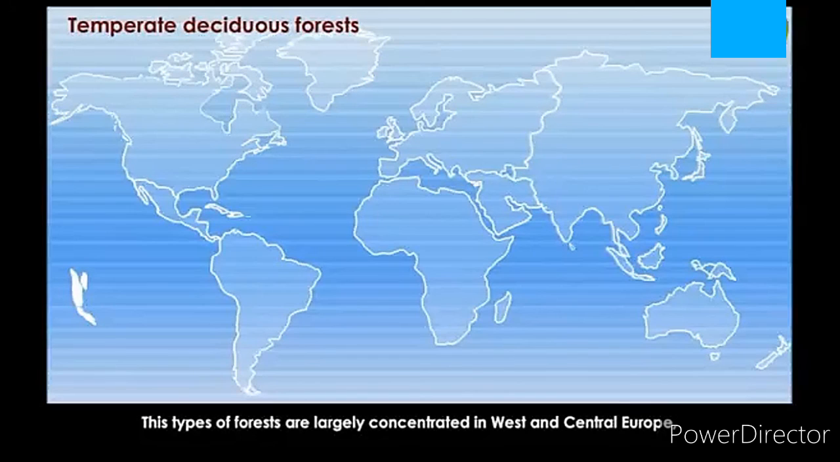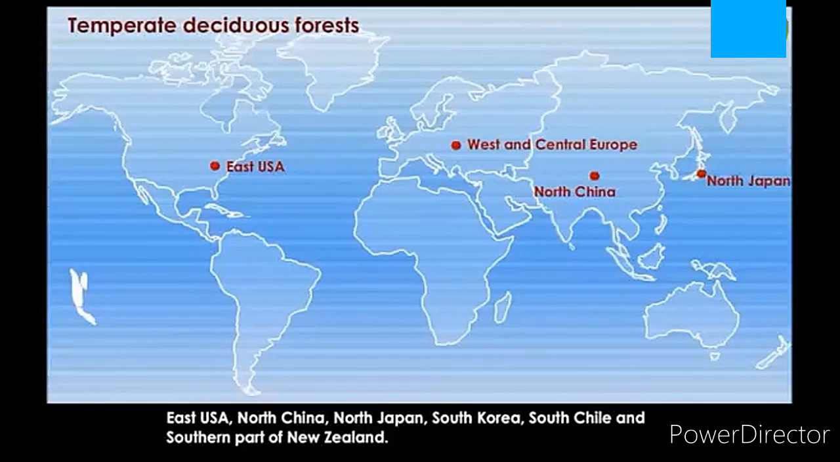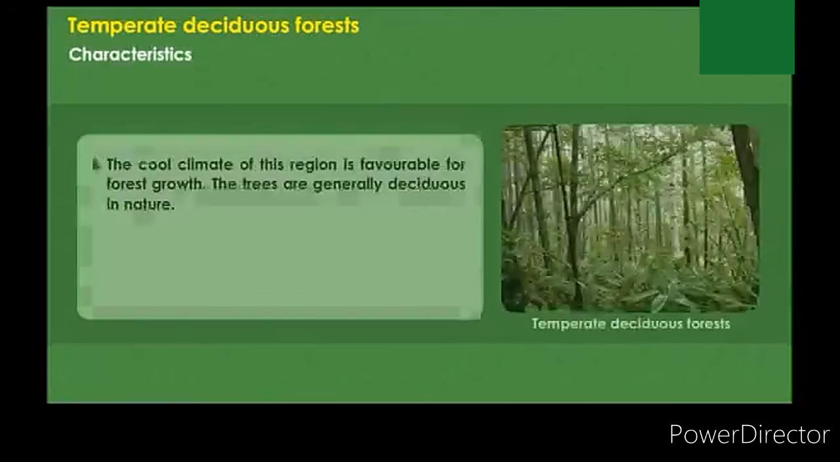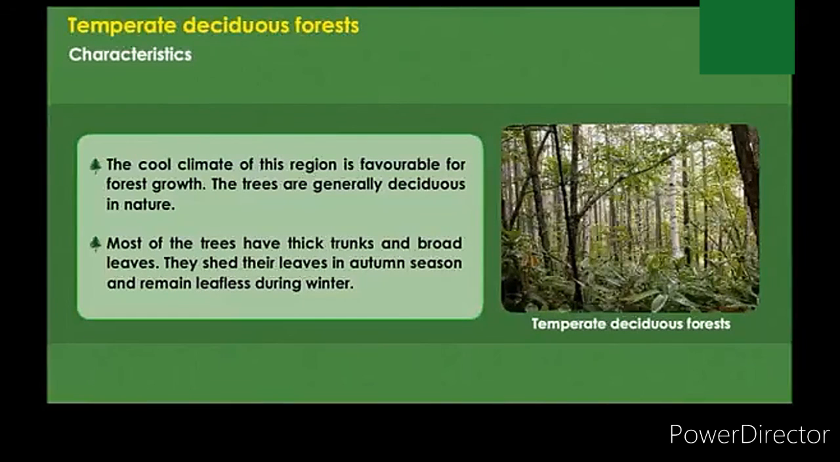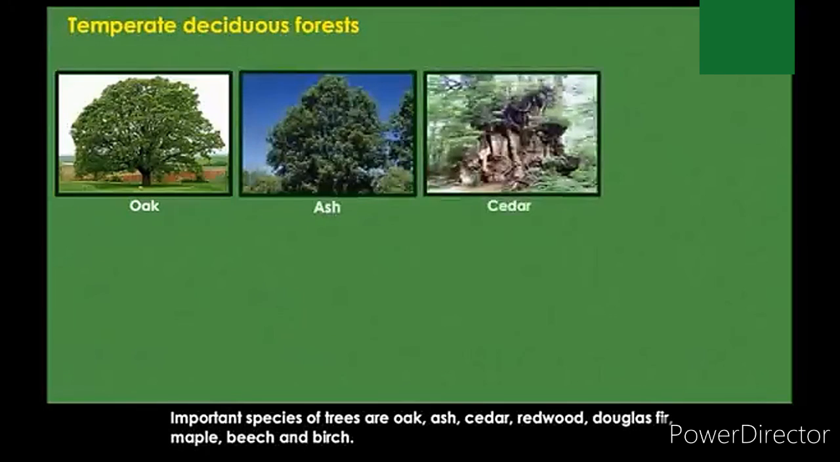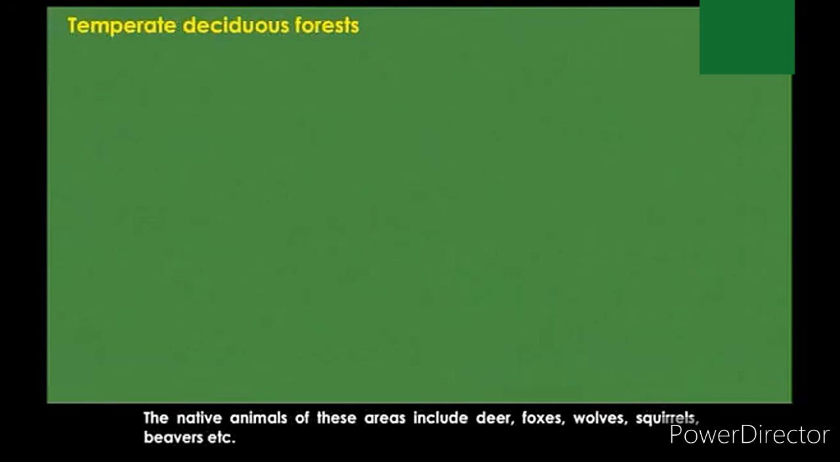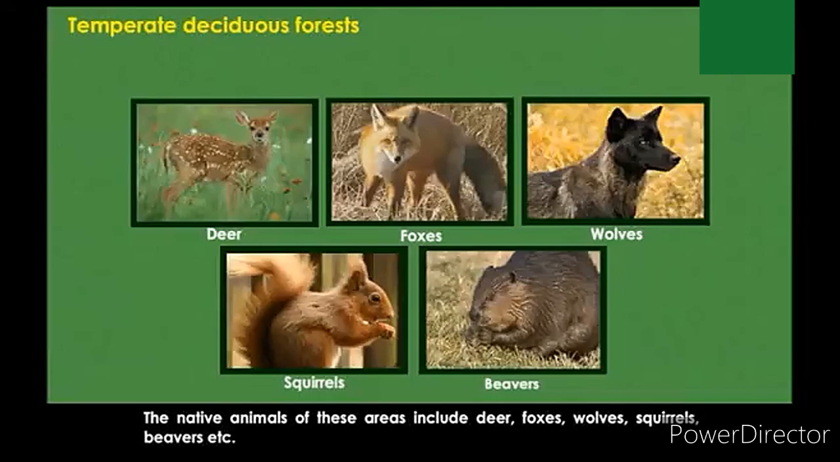Temperate deciduous forest. This type of forest is largely concentrated in West and Central Europe, East USA, North China, North Japan, South Korea, South Chile, and the southern part of New Zealand. Characteristics of these forests: the cool climate of this region is favorable for forest growth. The trees are generally deciduous in nature. Most of the trees have thick trunks and broad leaves. They shed their leaves in autumn and remain leafless during winter. Important species of trees are oak, ash, cedar, rosewood, Douglas fir, maple, beech, and birch. The native animals of these forests include deer, foxes, wolves, squirrels, beavers, etc.